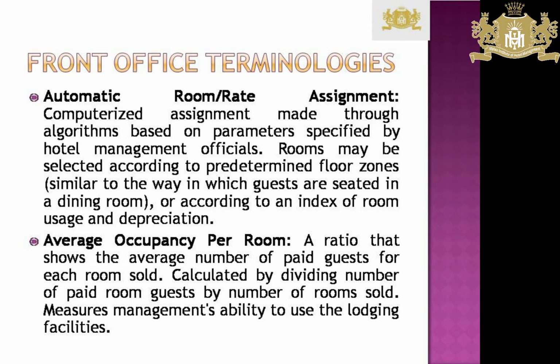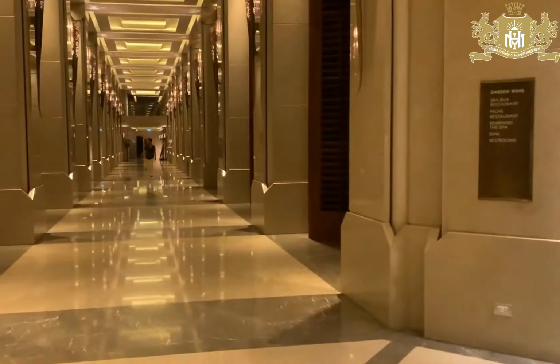Average occupancy per room, a ratio that shows the average number of paid guests for each room sold. Calculated by dividing number of paid room guests by number of rooms sold. Measures management's ability to use their lodging facilities.